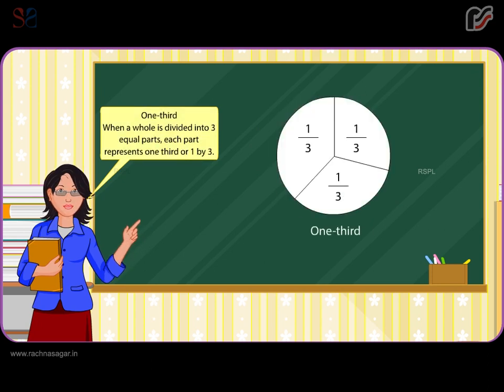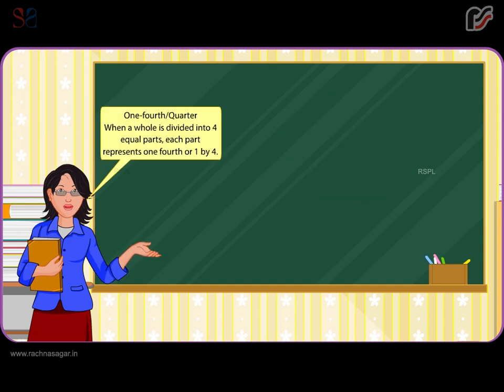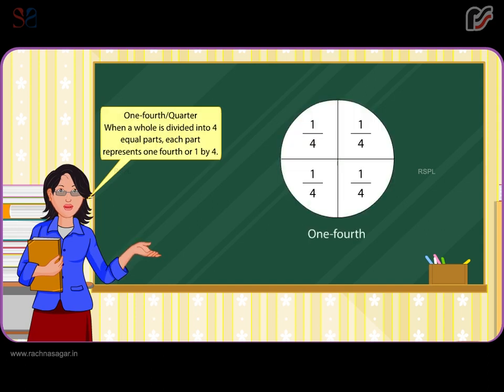1/3. When a whole is divided into three equal parts, each part represents 1/3. 1/4 or quarter. When a whole is divided into four equal parts, each part represents 1/4.